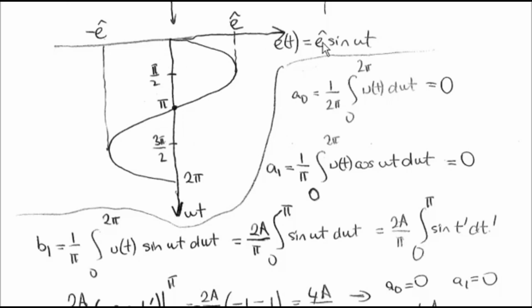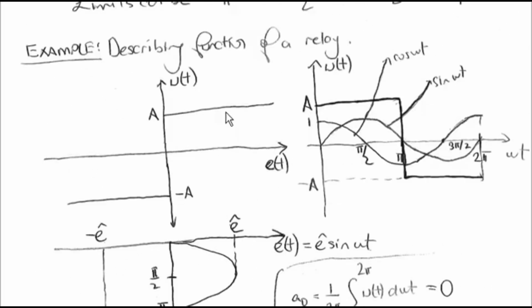So this is our input to the nonlinearity, e hat sine omega t, and the sine function crosses 0 at pi, and it takes the maximum and minimum values at pi over 2 and 3 pi over 2 respectively, and it completes a single period at omega t equals 2 pi here. So this is one period of the input of the nonlinearity.